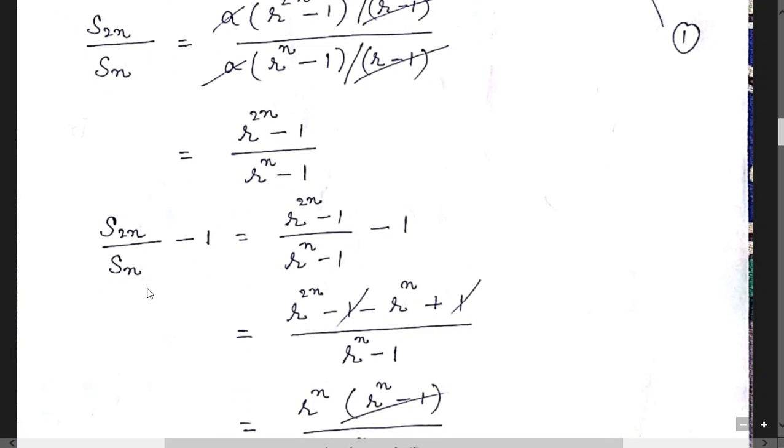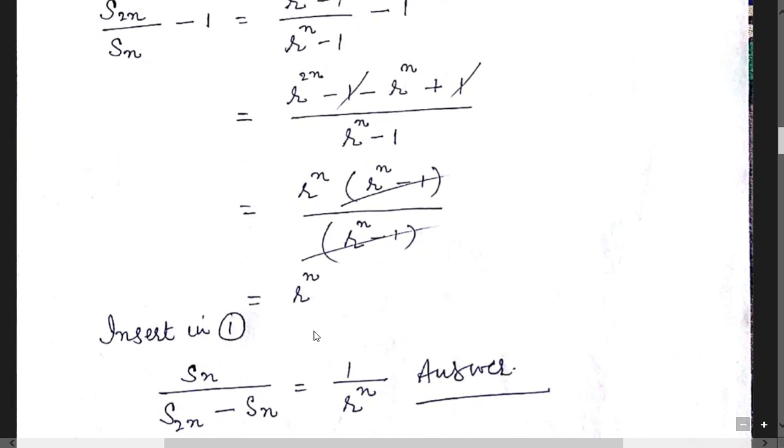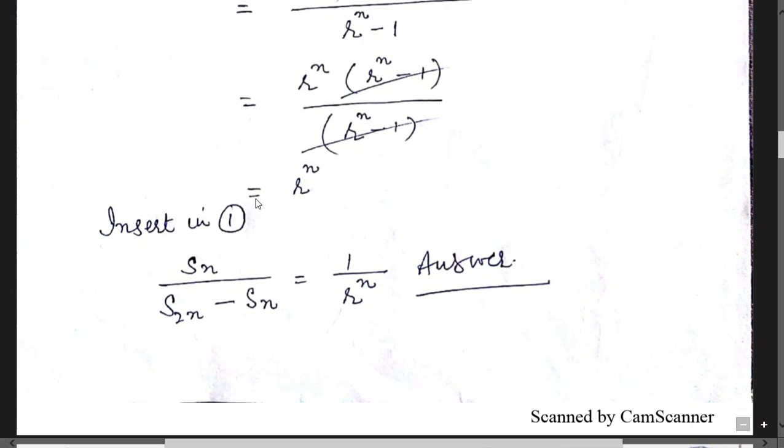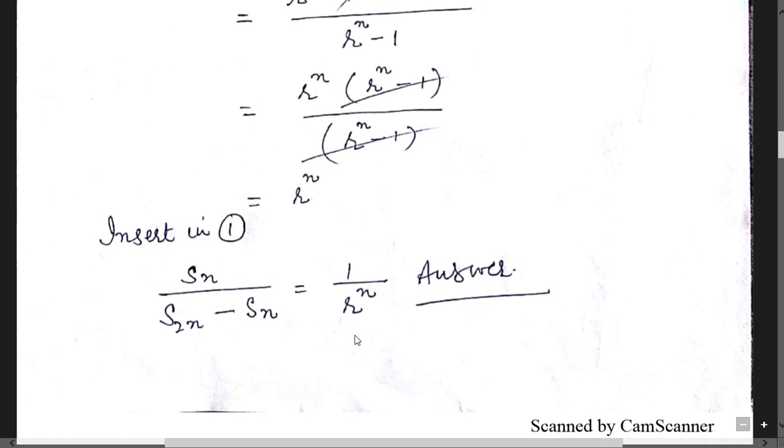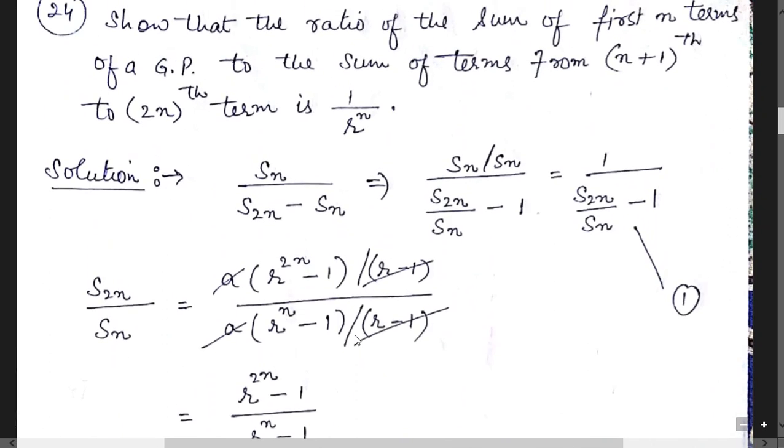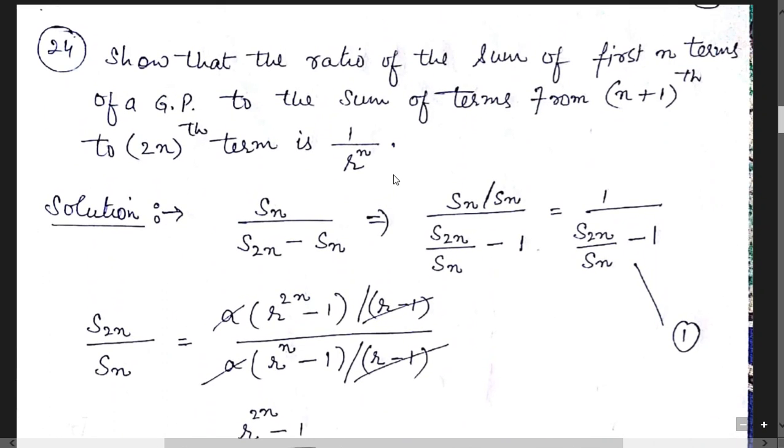Then subtract 1 from both sides. Then take LCM, and in the numerator you can take r raised to power n common, and inside the bracket it's r raised to power n minus 1, and the answer is r raised to power n. Now insert this value in number 1, you will find the answer Sn divided by S2n minus Sn is equal to 1 over r raised to power n. It's the required answer.